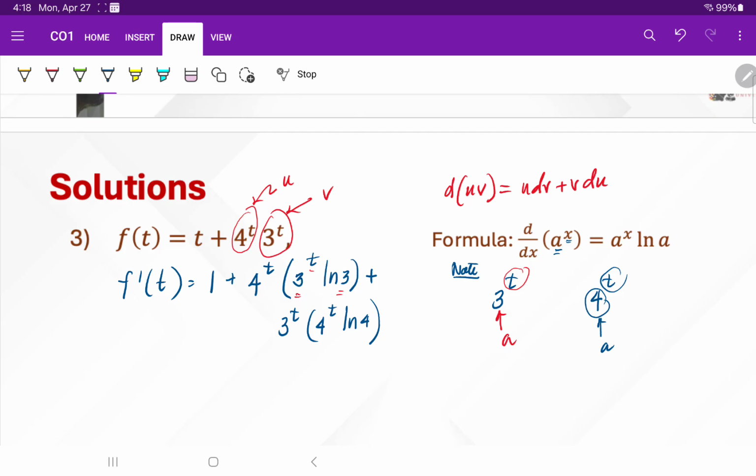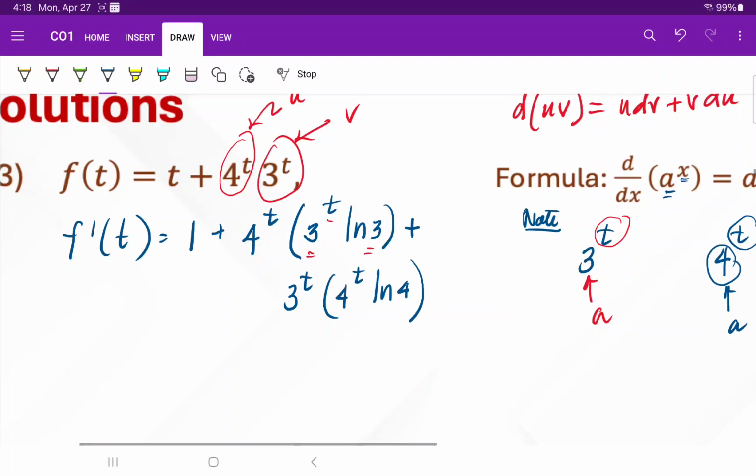Okay? So, what is now the next step? Can we group, or do we have similar terms here? Or do we have a common factor? There is no common factor because you have a 1 here. So, it's actually 1 plus what? 4 to the t. We can factor out of these two.